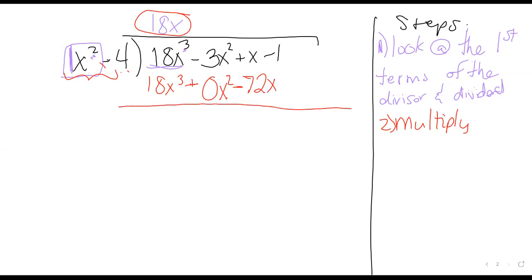Do we see that? Yes. Okay. Now remember, when I do division, I'm subtracting this bottom section. So 18x cubed minus 18x cubed is gone. Now negative 3x squared minus 0 is going to stay at negative 3x squared.